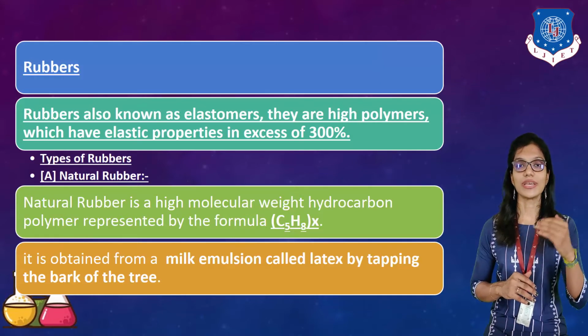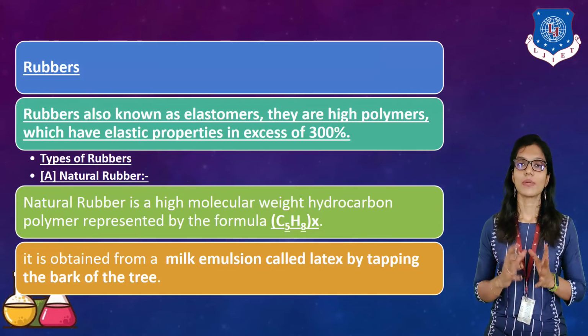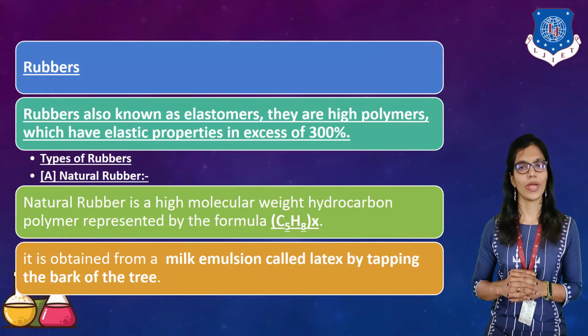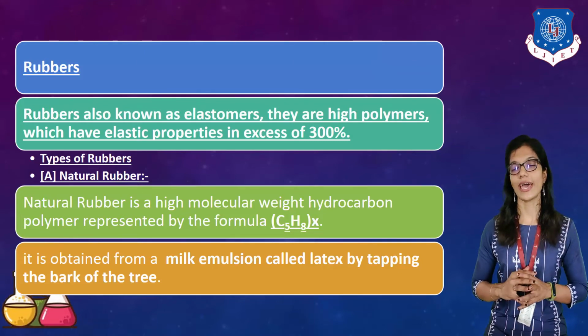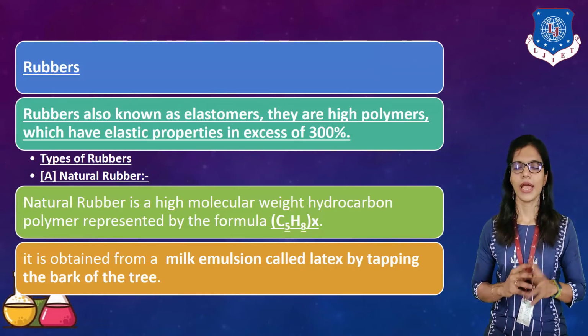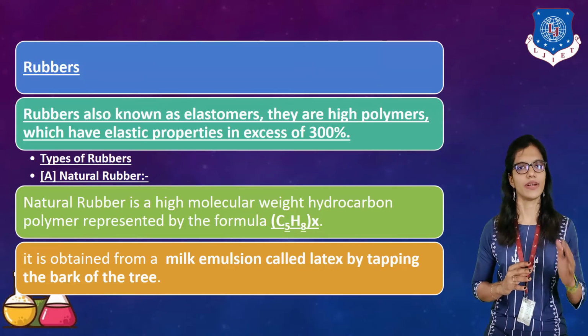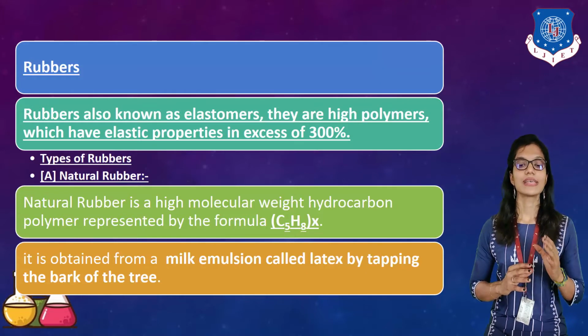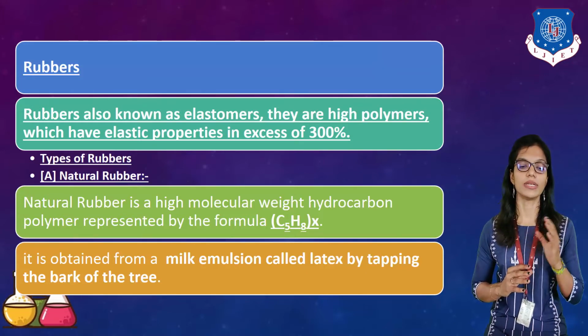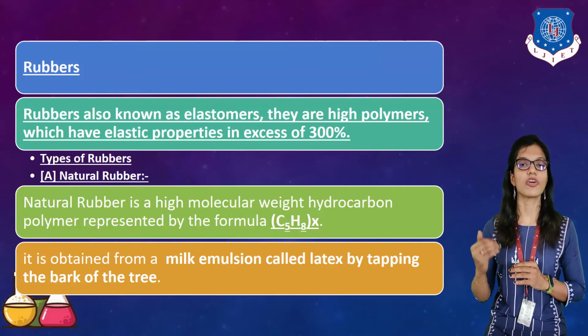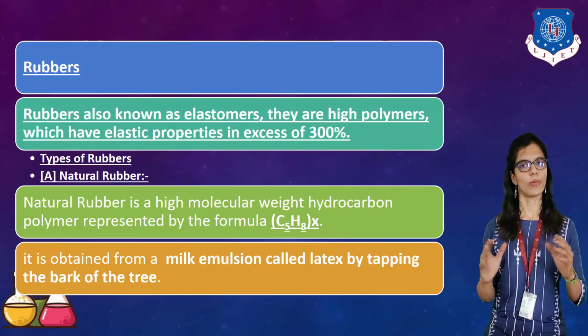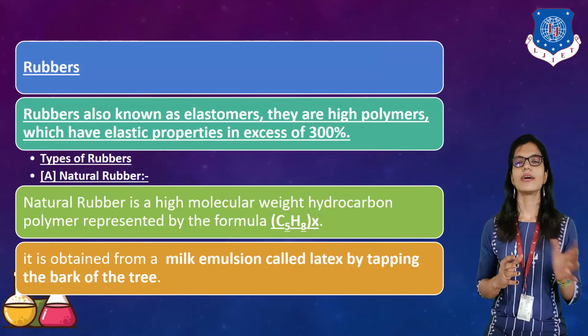Now, from where actually is such kind of rubber obtained? So rubbers are generally obtained from the tree. It's a plant-based polymer. Okay, so here let's take a look at the first one in detail, which is known as natural rubber. So natural rubber is a high molecular weight hydrocarbon polymer represented by the formula (C5H8)x, that means x number of monomers combine together to form a long chain, which is known as the rubber here.